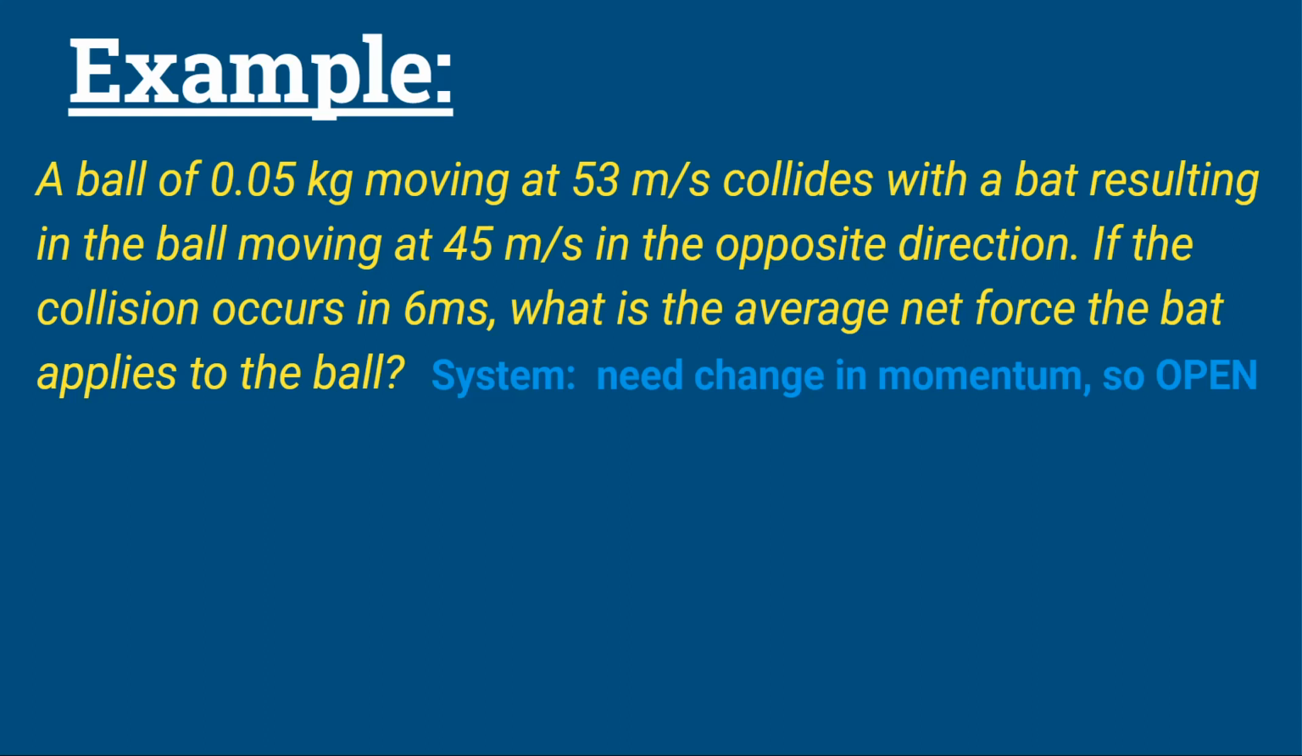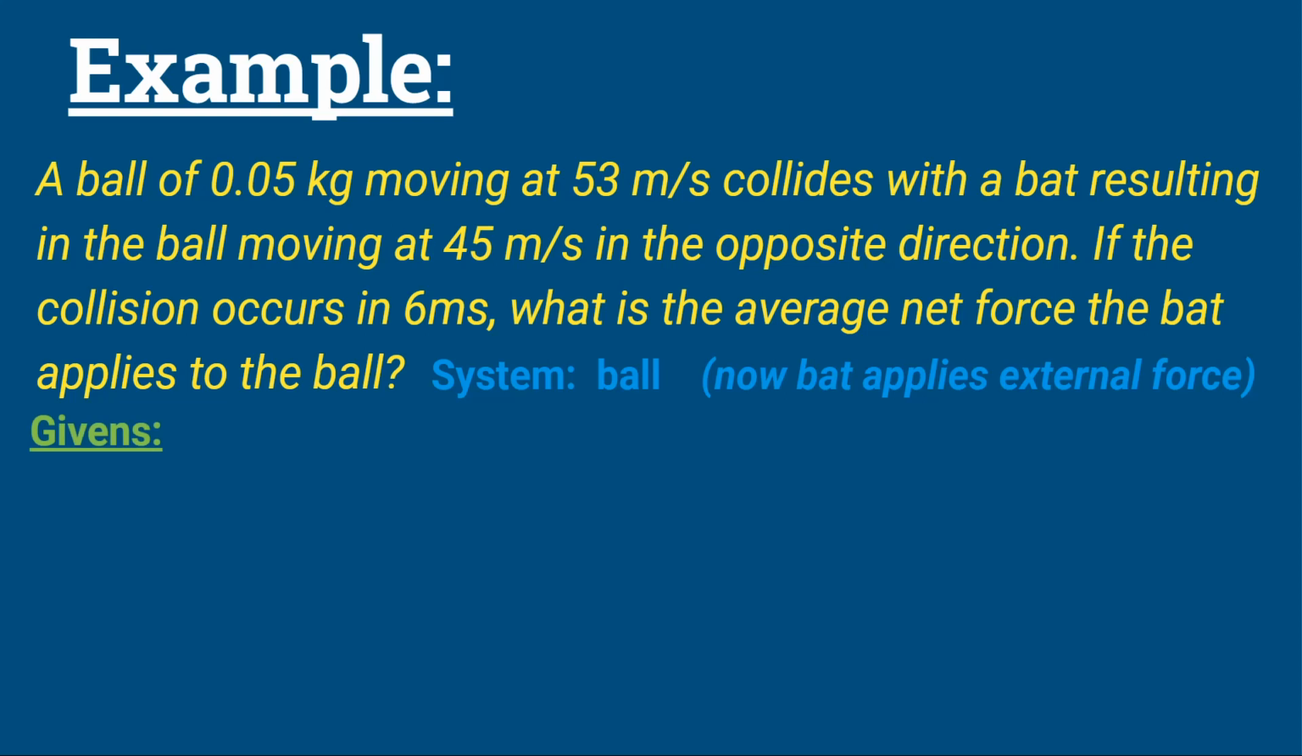Again, we need to define our system before we can do anything else. We've been doing this entire unit. Our first step should be determining what our system is. Because we're trying to find average net force, we need to define our system so that we have a change in momentum, so that we can use our change in momentum equation that we just learned that has net force in it. And so we need to define our system so that it is open, meaning I just want it to be the ball so that the bat applies a net external force to it, causing the ball's motion to change. Okay, so the system here is going to be the ball.